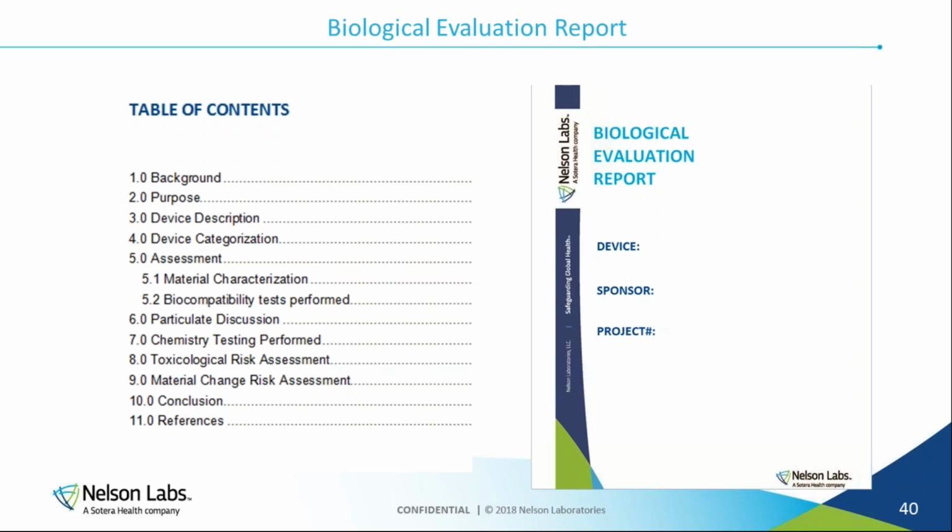We go through device description and categorization again. And then we go into the assessment where we talk about the material characterization. So we can talk about some of this additional chemistry testing that was done. We go into the biocompatibility testing. And then we can talk about particulates. If we did that for the VOC, for the 18562, go into the chemistry testing results and run through the toxicological risk assessment. And then I like to leave this section in here for a material change.